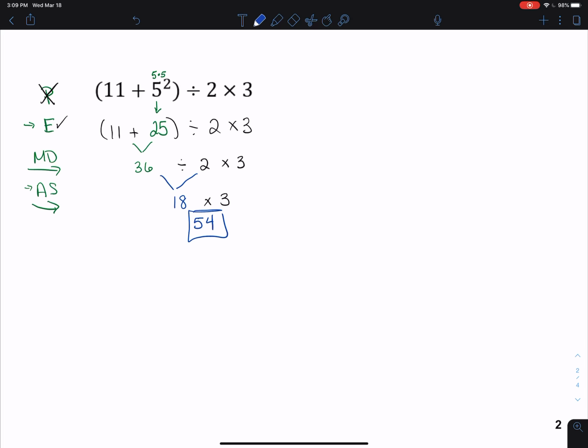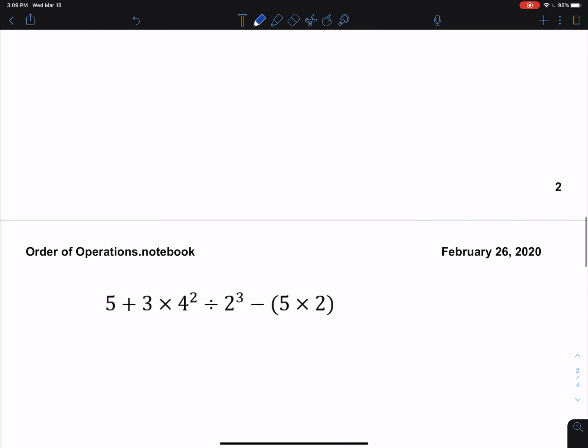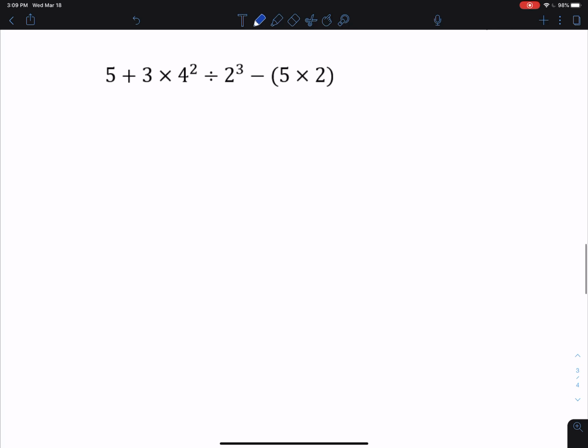Let's look at another example. We have 5 plus 3 times 4 squared divided by 2 to the third power minus parentheses 5 times 2. So I still need to follow my order of operations. Please excuse my dear Aunt Sally.